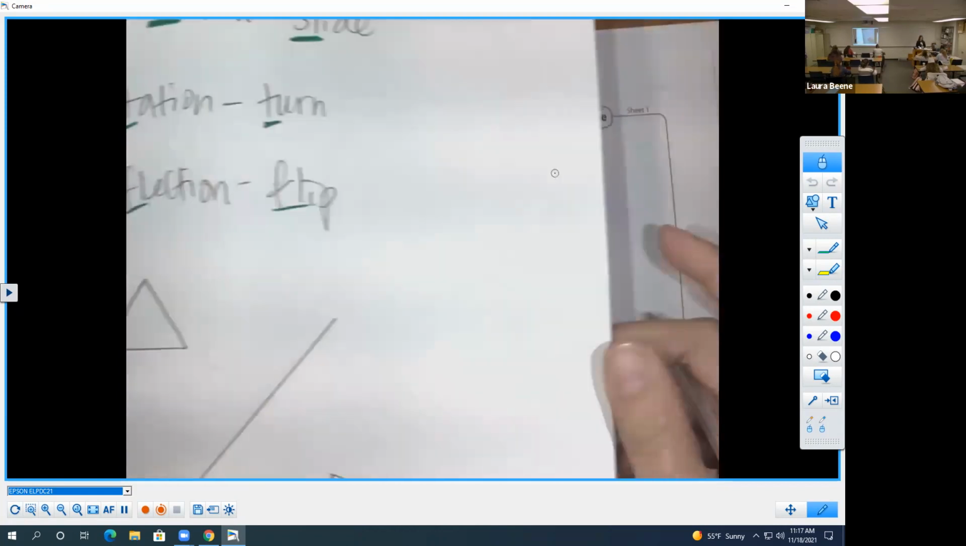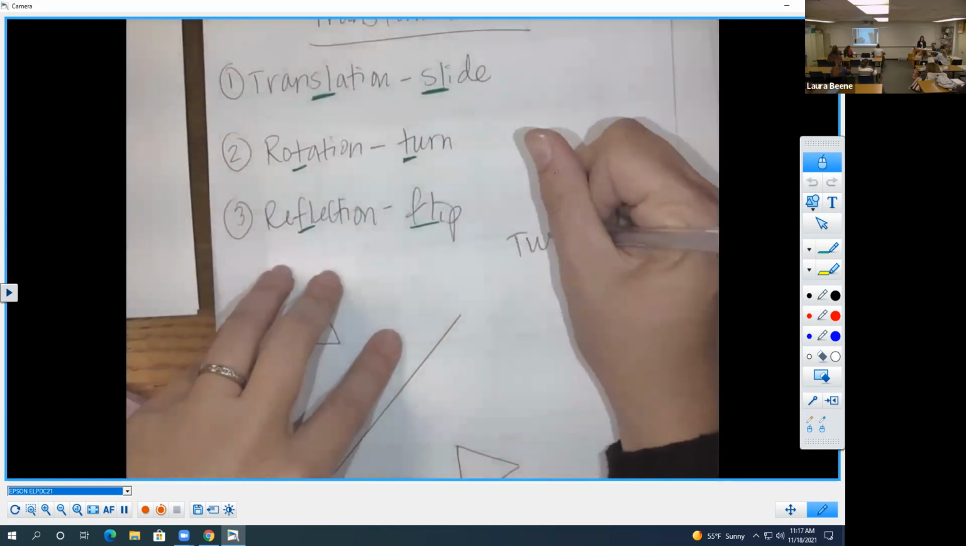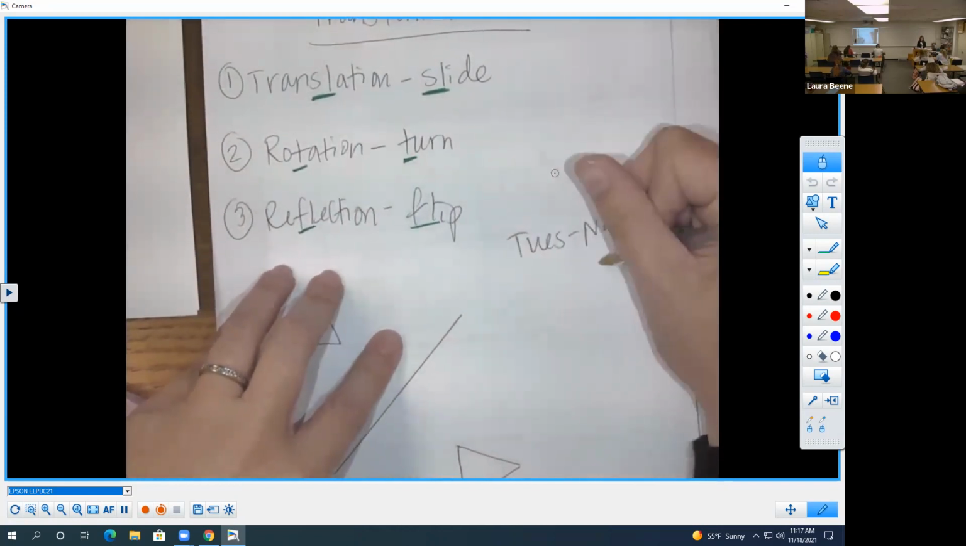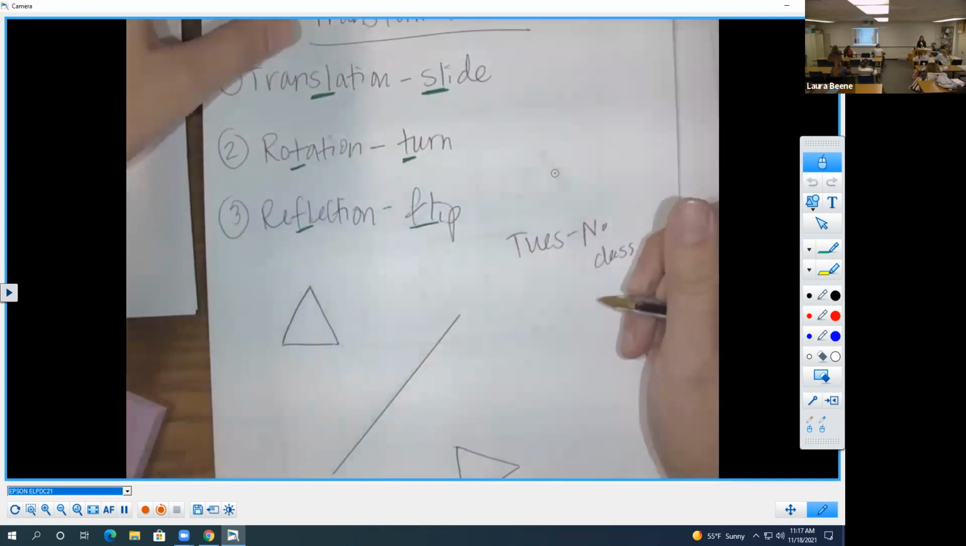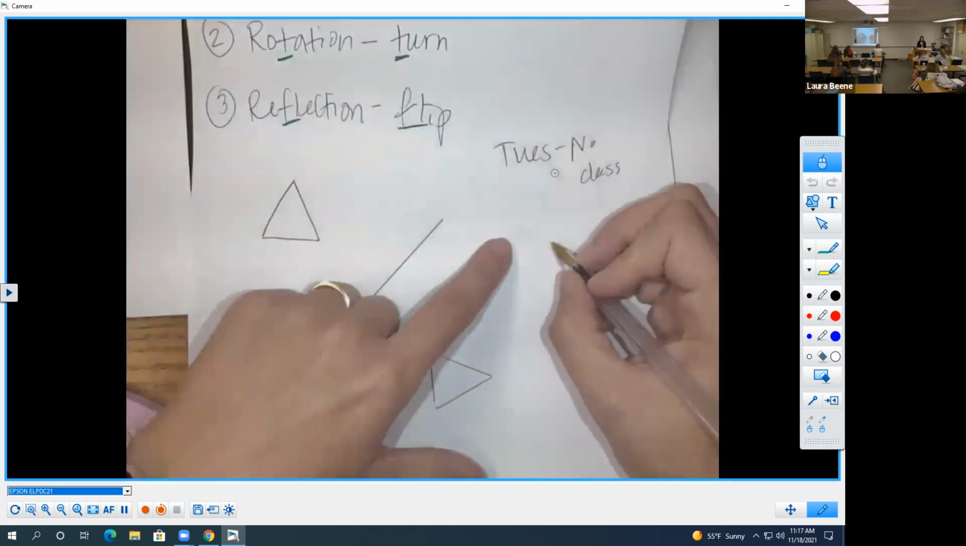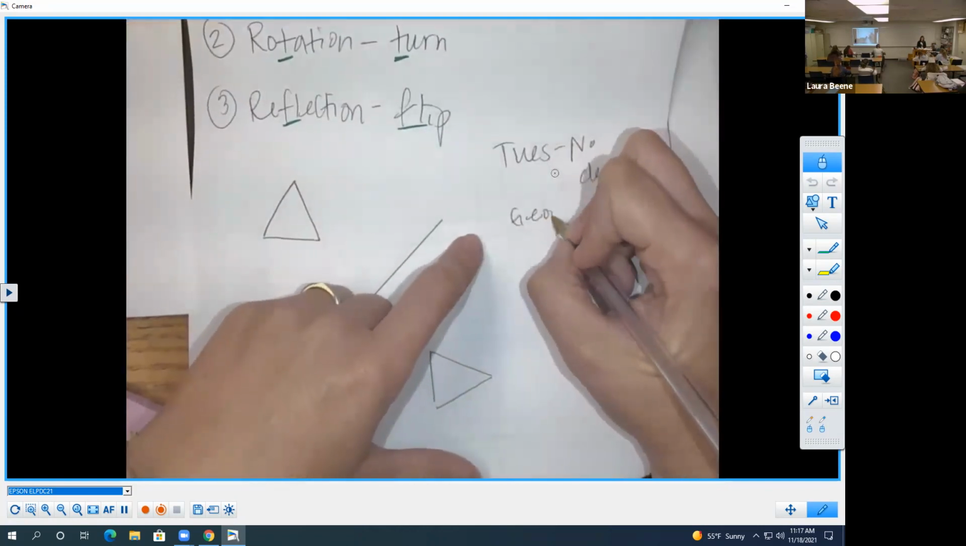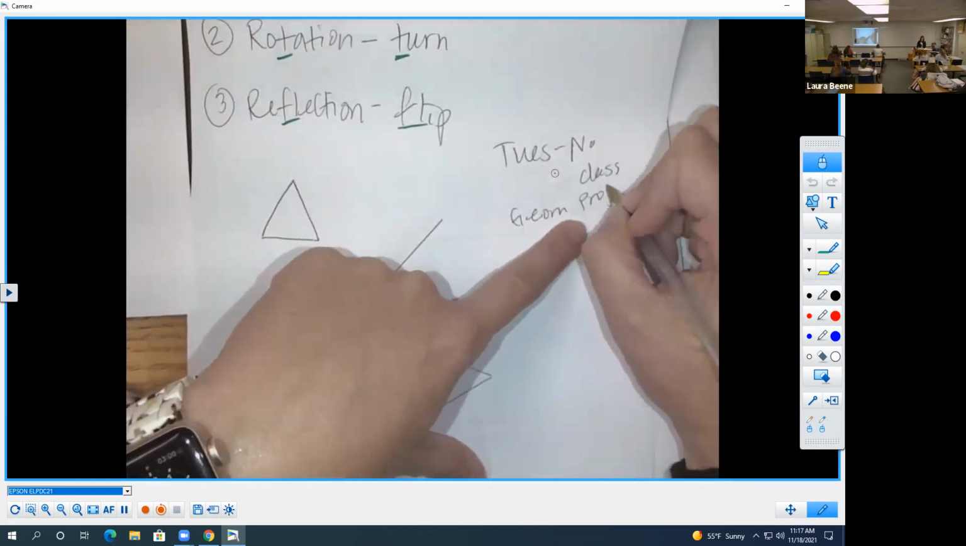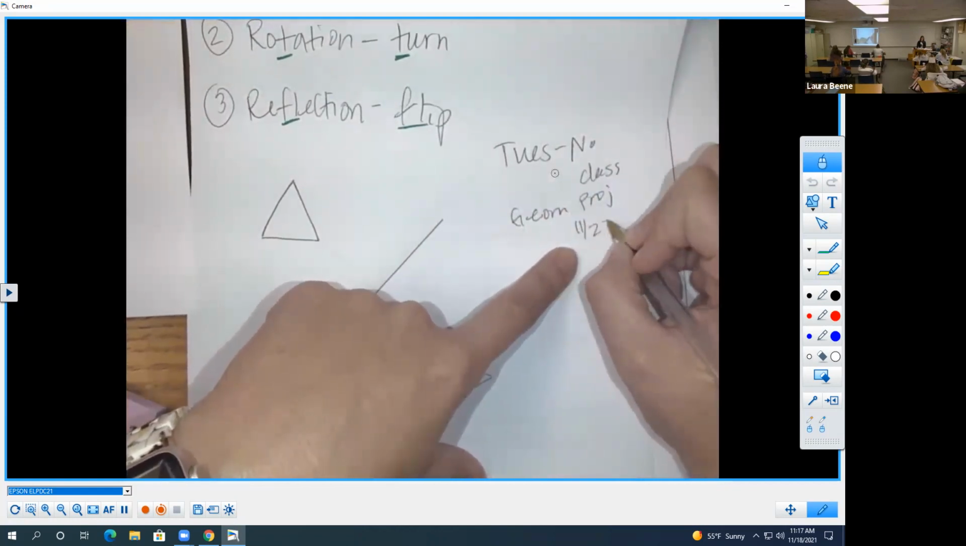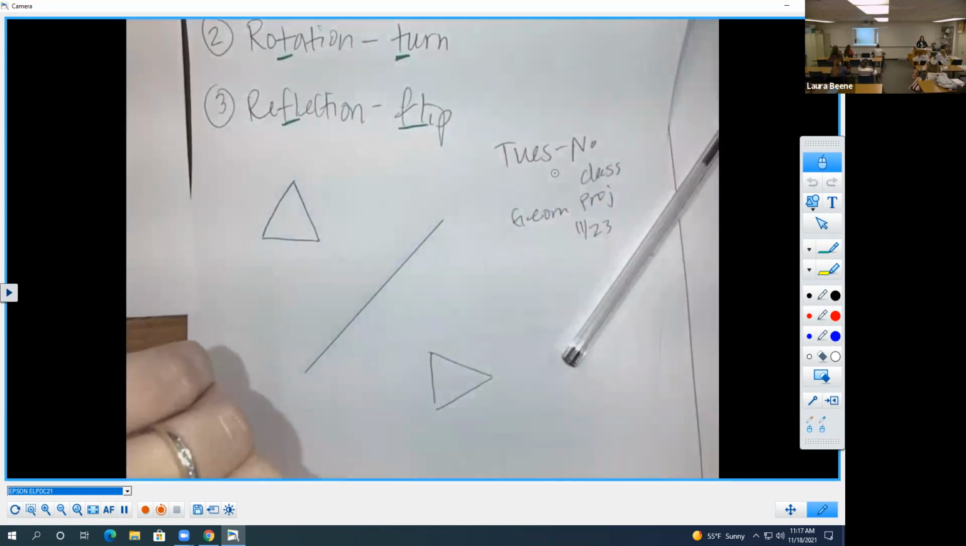So on Tuesday, remember, we're squeezing in all the information, so we have no class on Tuesday, but your geometry projects still are due. Okay, so you have some options. The geometry project is still due on the 23rd, which is Tuesday. Is that the correct date?